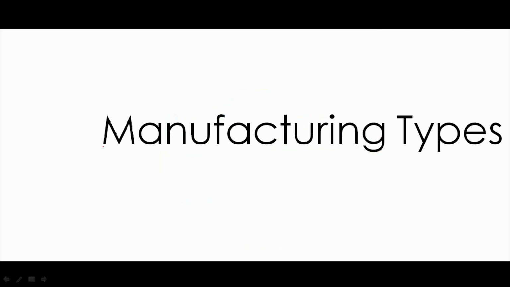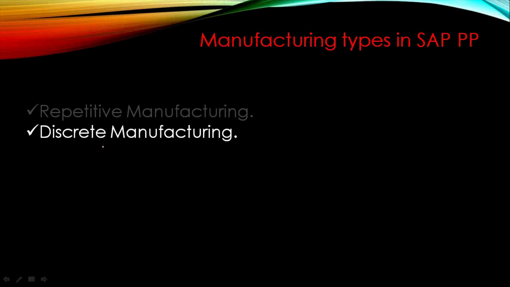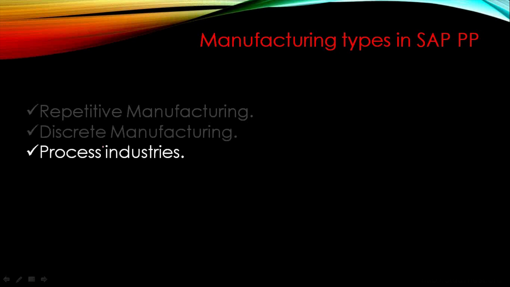Now we'll discuss manufacturing types. From the SAP PP module perspective, we have three types of manufacturing in the SAP PP system. Number one is repetitive manufacturing. Then we have discrete manufacturing, and then we have process industries. We'll discuss each of them in detail later on, but here I'm just giving an overview of what it means.